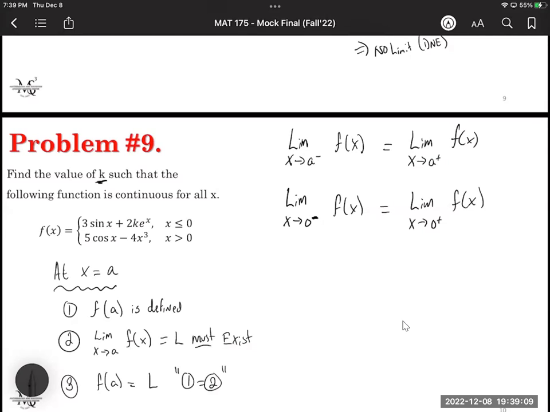We use the equation 3 sine of x plus 2k e to the x. So we get the limit as x approaches 0 from the left of 3 sine of x plus 2k e to the x. This is equal to the limit as x approaches 0 from the right of 5 cosine of x minus 4x cubed.